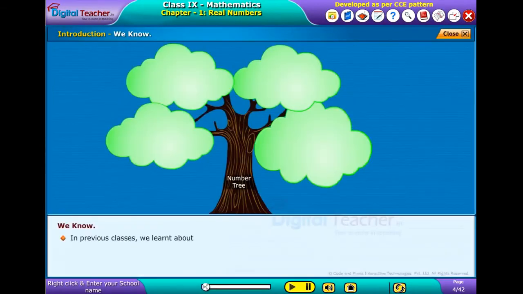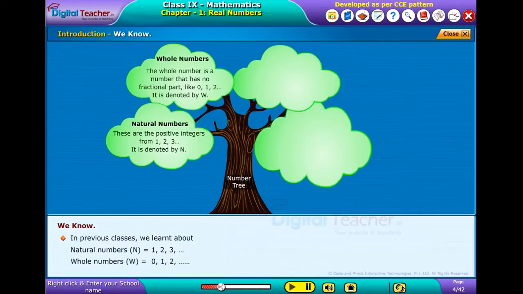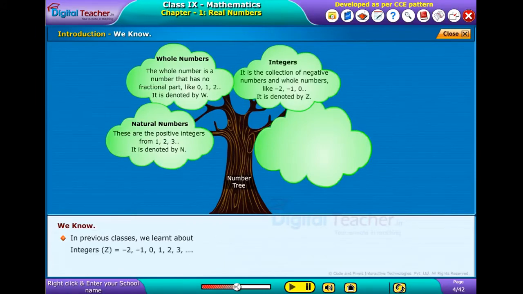In previous classes, we learnt about natural numbers. These are the positive integers 1, 2, 3 and so on. It is denoted by N. Whole numbers. The whole number is a number that has no fractional part like 0, 1, 2 and so on. It is denoted by W. Integers. It is the collection of negative numbers and whole numbers like -2, -1, 0 and so on. It is denoted by Z.